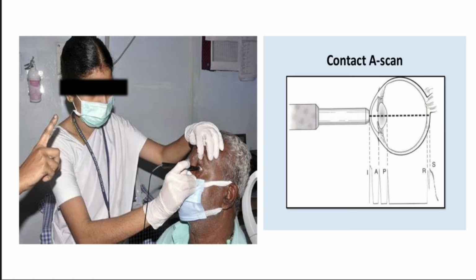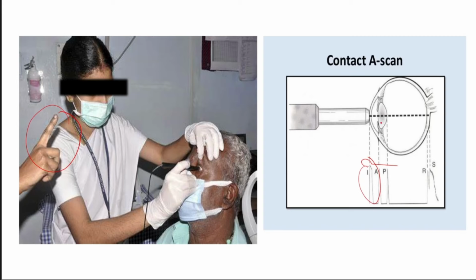The patient could be seated or lying down in the supine position. You have to instill a topical anesthetic solution and give the patient a fixation target like this. Then the examiner has to gently touch the cornea without causing any indentation. As you do so, there will be generation of these spikes, as you can see. The first spike comes from the cornea and the probe. Since the probe is in contact with the cornea, you get the first spike.